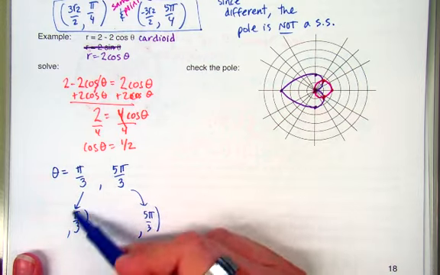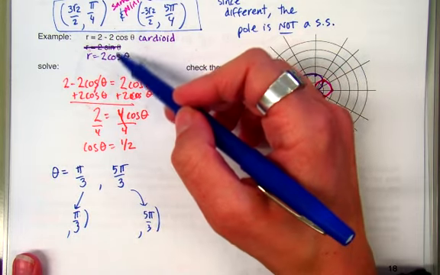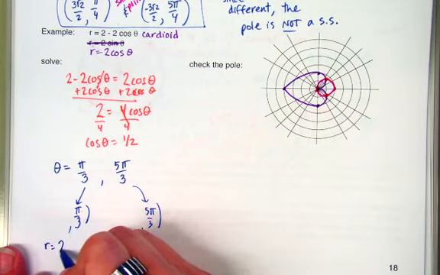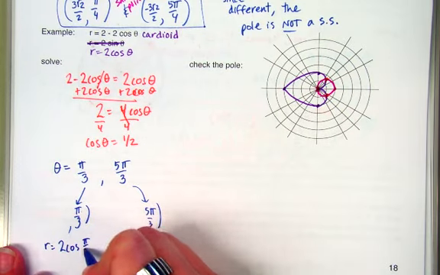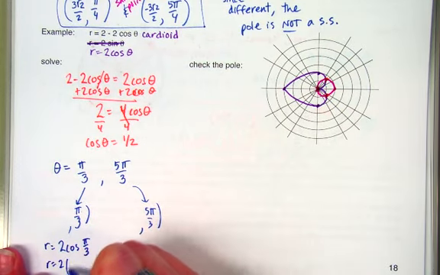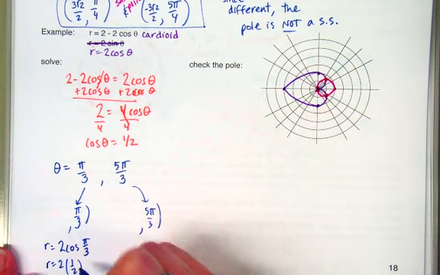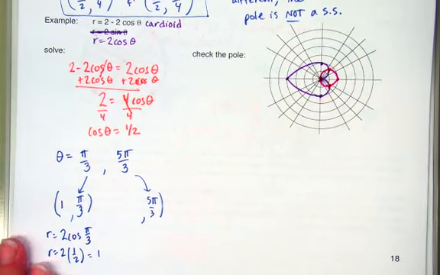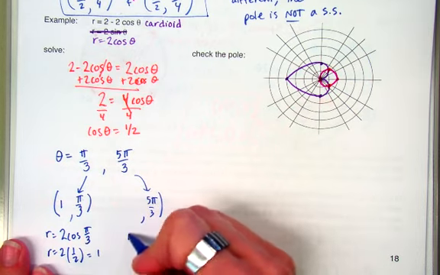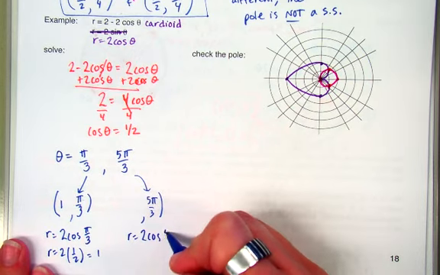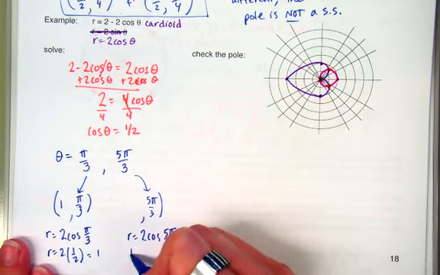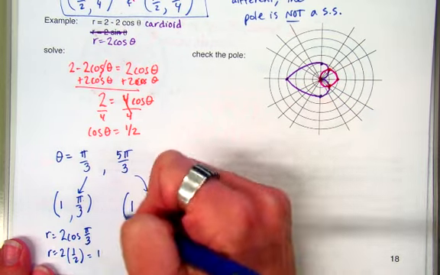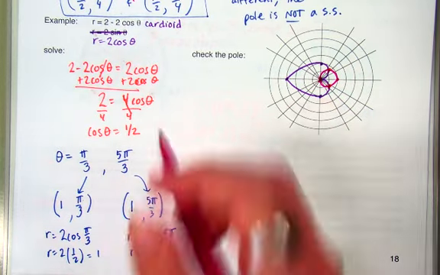All right, so if I take pi over 3 and plug it in, I usually like to plug it into the easier one, so I'll do the bottom one. R equals 2 cosine of pi over 3. Well, the cosine of pi over 3 we just said was 1/2. So R equals 1. Same thing here. What's the cosine of 5 pi over 3? Also 1/2. R equals 1. All right, so it's giving me 2 solutions.